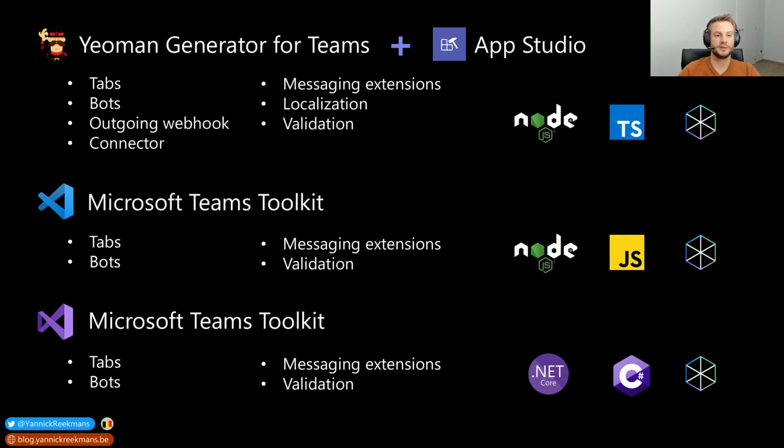there are some major differences, especially in the extensibility points supported by all three of them, where the Yeoman Generator, driven by the community, has the most options available, as well as localization, which is not included in the Microsoft Teams Toolkit for either Visual Studio or Visual Studio Code. So if you start with the Yeoman Generator for Teams, you'll have it all. So that's currently my recommendation.